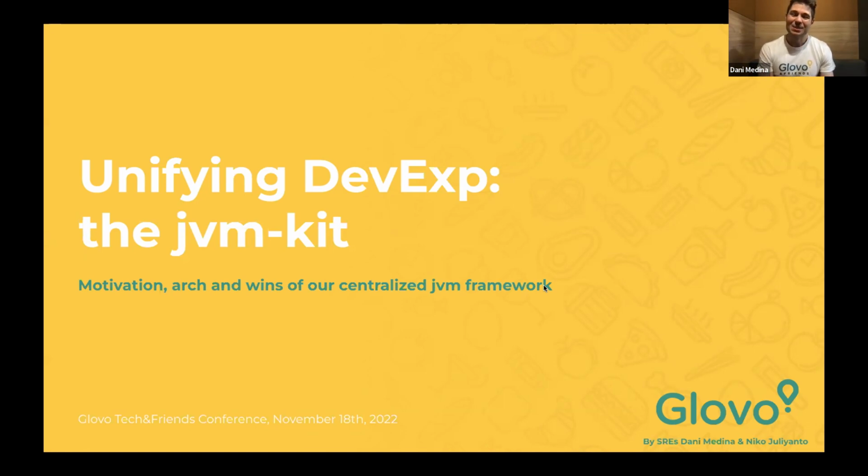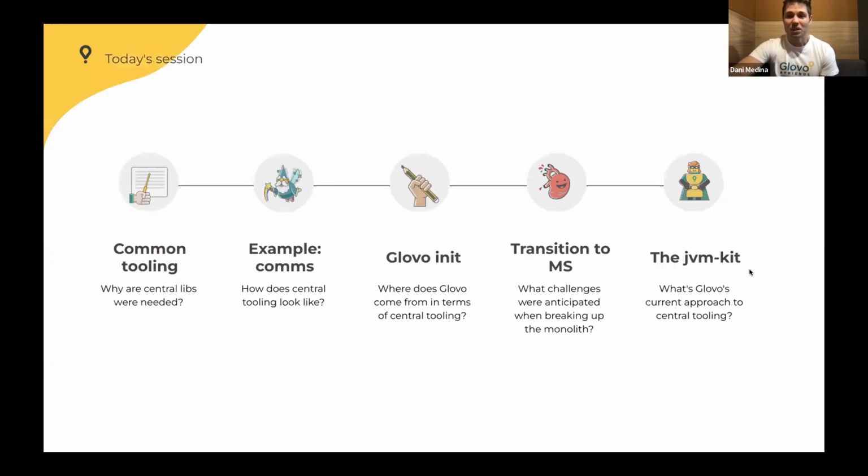Together with Niko, today we'll be talking about how centralized tooling helped Glovo grow and give the best developer experience possible to our product teams. We will structure this talk in different sections. We will start by talking about common tooling more generically. Why is it useful? Why does it exist at all? And then dive into a concrete example that will be presented by Niko.